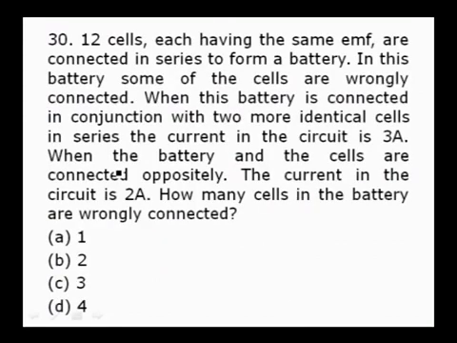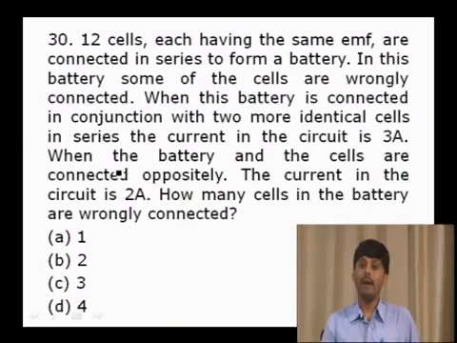Question number 30. 12 cells each having the same EMF are connected in series to form a battery. In this battery, some of the cells are wrongly connected. When this battery is connected in conjunction with two more identical cells in series, the current in the circuit is 3 ampere. When the battery and the cells are connected oppositely, then the current in the circuit is 2 ampere. How many cells in the battery are wrongly connected? Option A 1, option B 2, option C 3, option D 4.